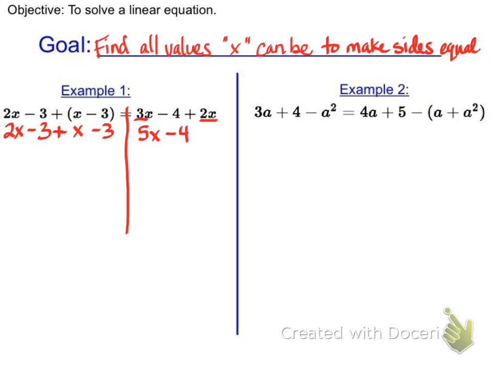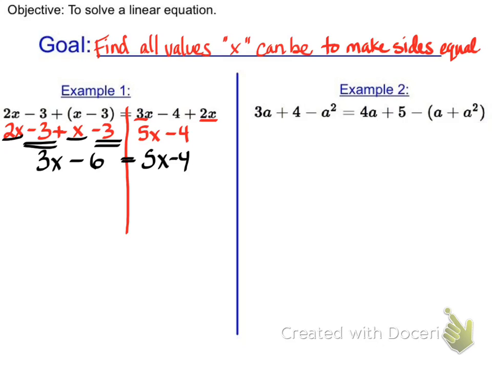Now I'm going to look at the left again and see that I can simplify the left-hand side. The two x's can combine to give me 3x. And the two constants, negative 3 and negative 3, both being subtracted, subtract 3, altogether I'd subtract 6. And that, of course, equals 5x minus 4.